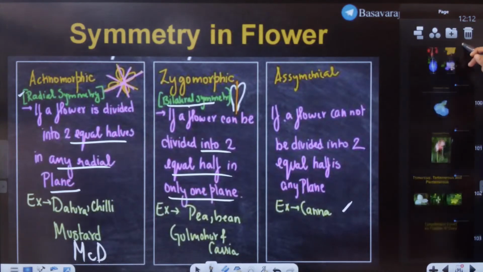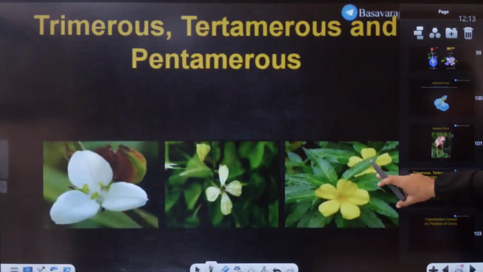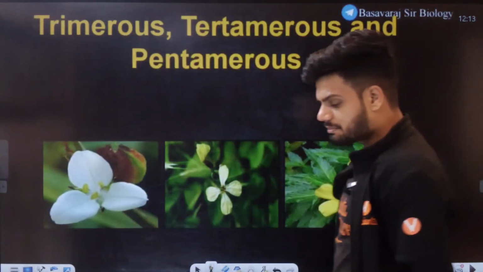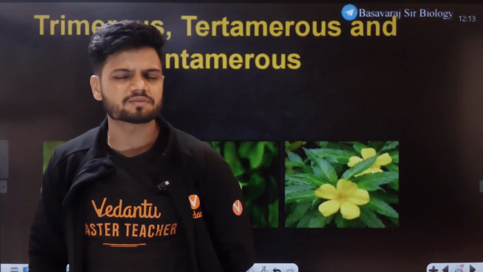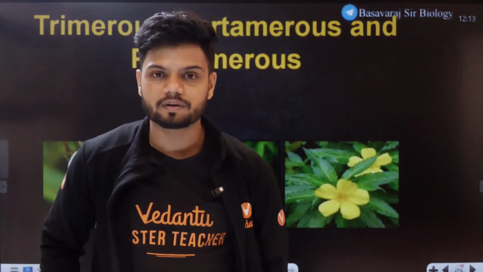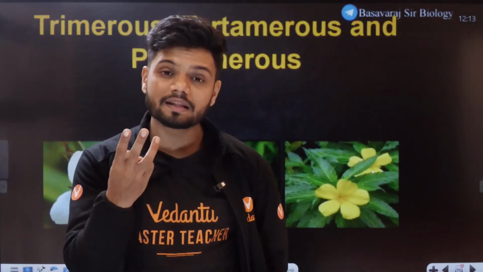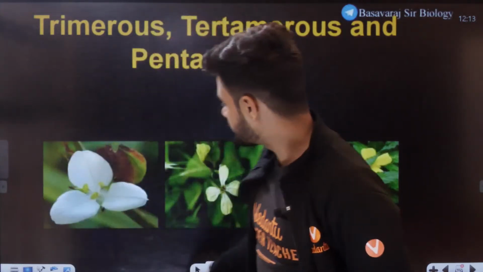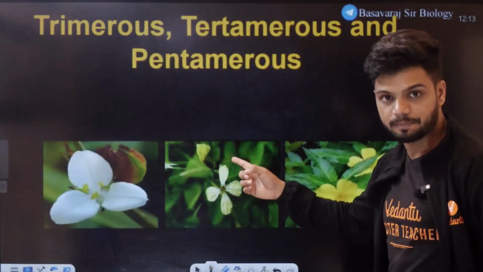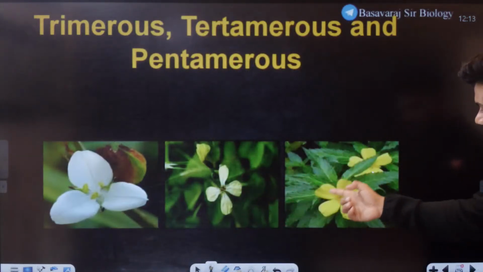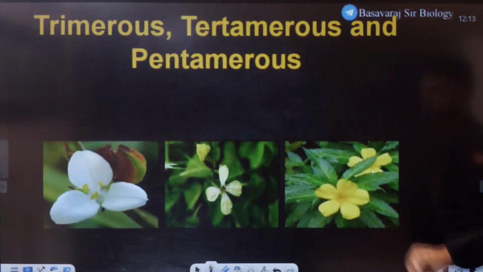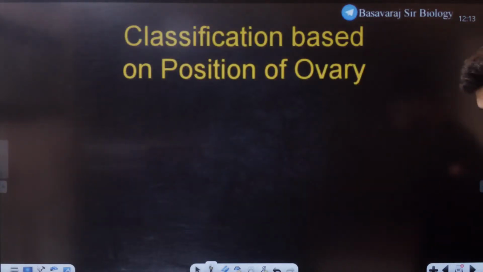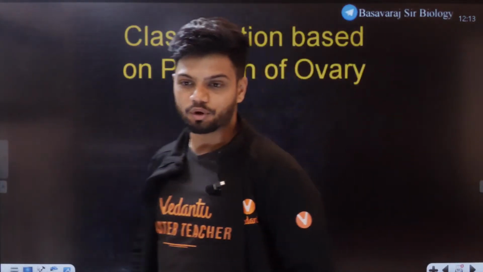Now there is merosity. Trimerous, tetramerous, pentamerous. Merosity is very simple, students. In some flowers, they follow a general rule. If there are 3 petals, there will be 3 sepals. If there are 4 petals, 4 sepals. This is pentamerous: 5 petals, 5 sepals. That is called merosity.